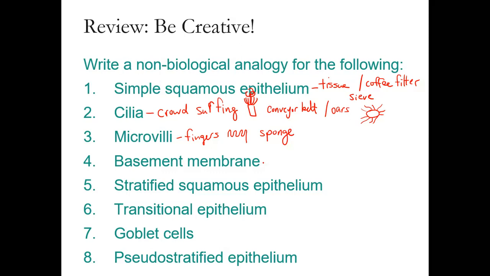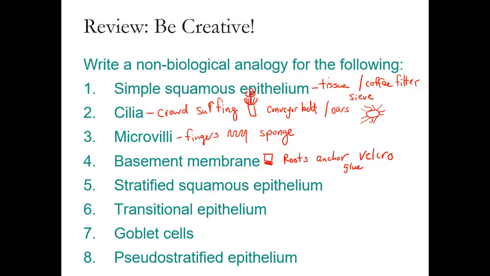All right, basement membrane. If you remember, we said for our epithelial cells, they have this basement membrane that sticks down that anchors them into the underlying tissues. So of course you could have written basement, but I was thinking maybe roots, which I know is technically biological because of plants, but roots are good. Maybe an anchor would be good. Velcro. Look how creative we're getting. Look at this. Glue, anything like that. Something that would be used to stick things down.